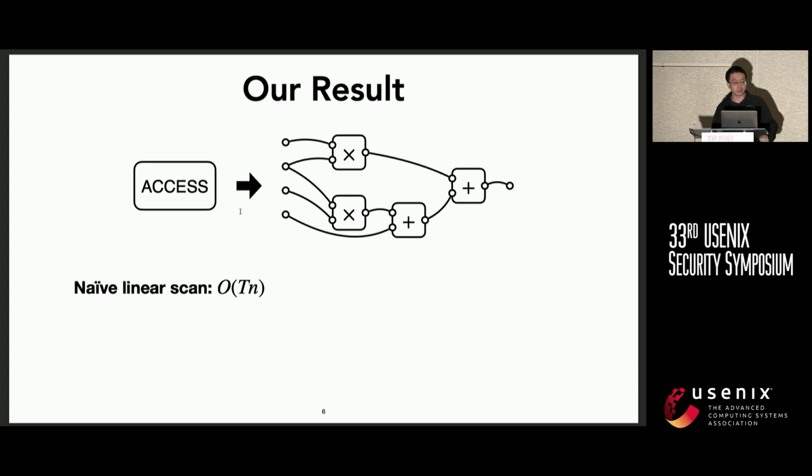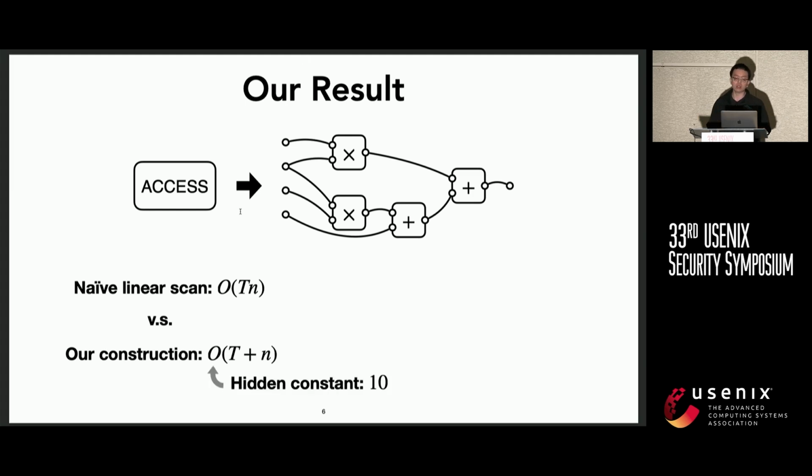Essentially, for every single access, you're going to touch every single slot in this main memory, and finally, you filter out the one you want to access. However, this will result in an order t times n number of nonlinear gates. So our construction essentially achieves this with order t plus n nonlinear gates, and also the hidden constant inside is really, really small, it's just 10. So when t is basically omega n, this means that the amortized cost for each access is just small constants.